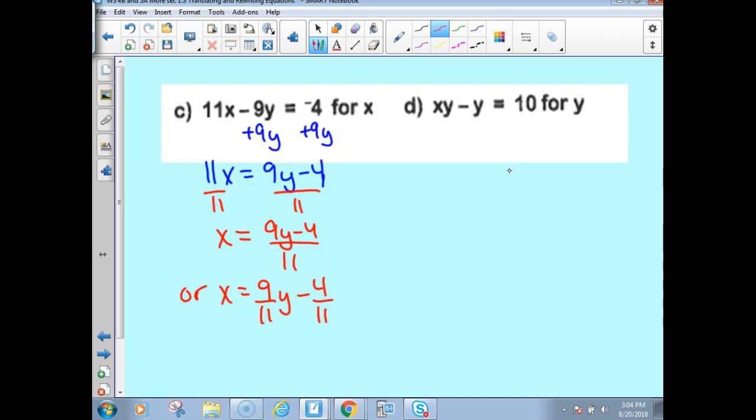Now D is tricky. And it's going to be something that most of you do not recognize right away. What we would need to do to solve for y.